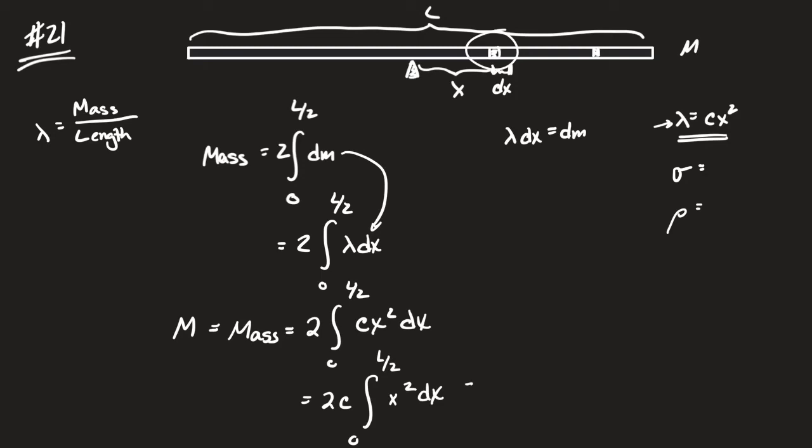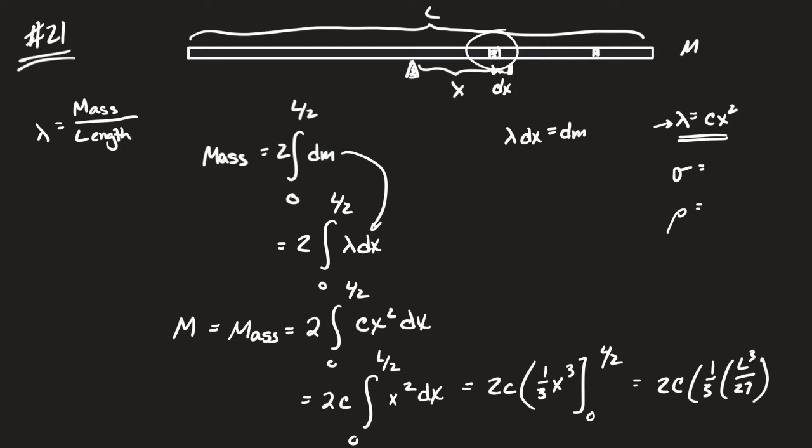I think all of you know that this is just going to be 1/3 x cubed evaluated from 0 to L over 2. So this is going to give me... I don't know why I put 27 there. Guess I was cubing the wrong thing. Is that it? I think that's it.